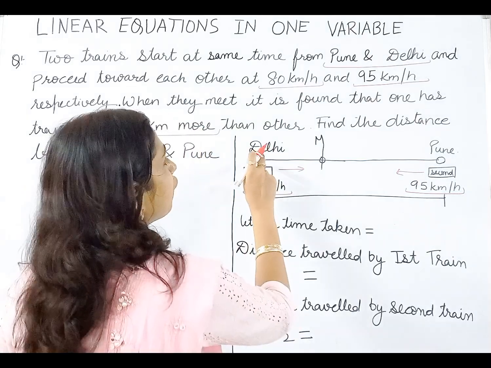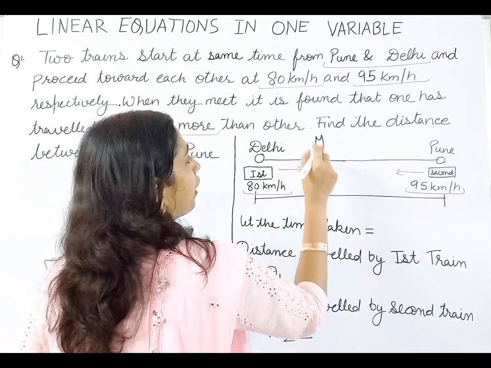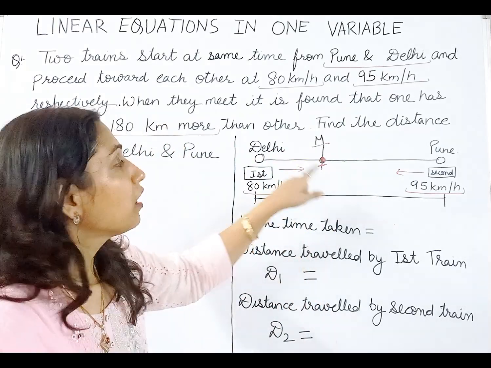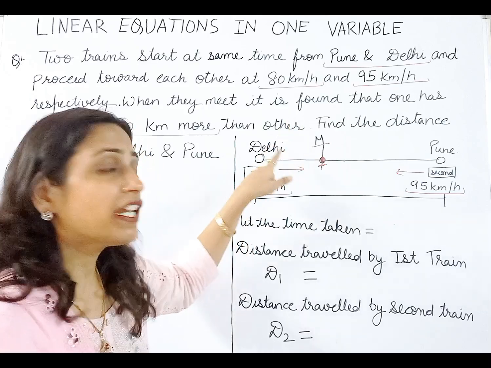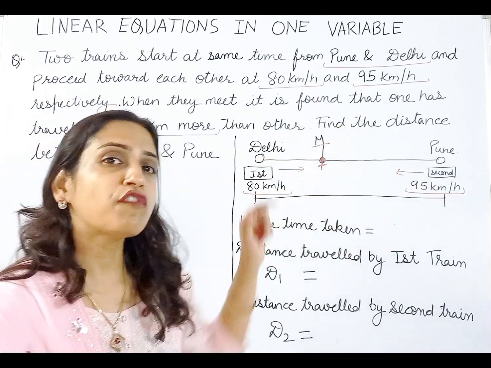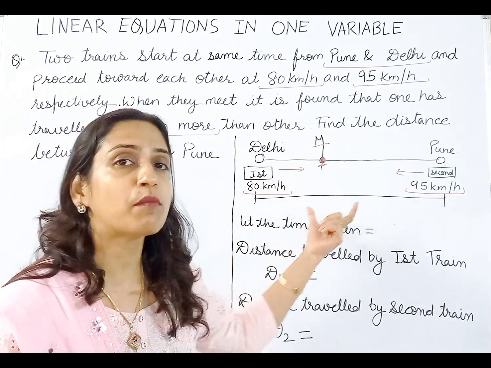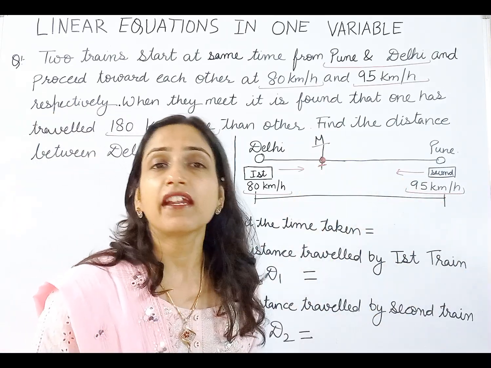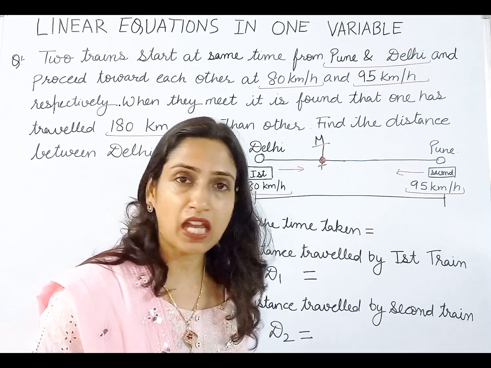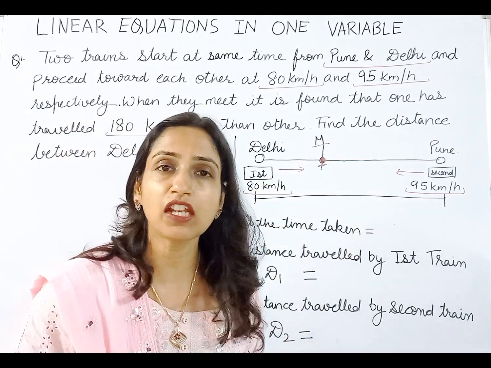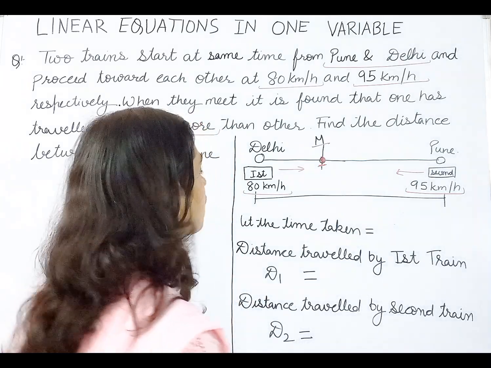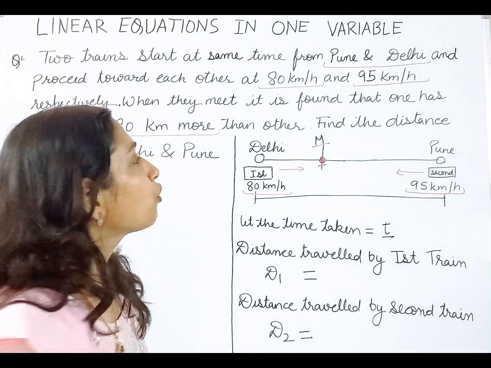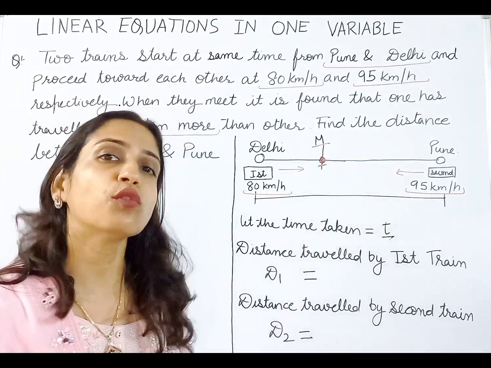In this question, it is given that when they meet at some point, let us suppose they meet at this point M, one train has traveled 180 km more than the other. So first of all, we have to find the distance traveled by each train, the distance traveled by the first train and the distance traveled by the second train. Distance is equal to speed multiplied by time. We are given the speeds of the trains, so we will assume the time is t. Let us suppose the time taken by the train to reach point M is t.